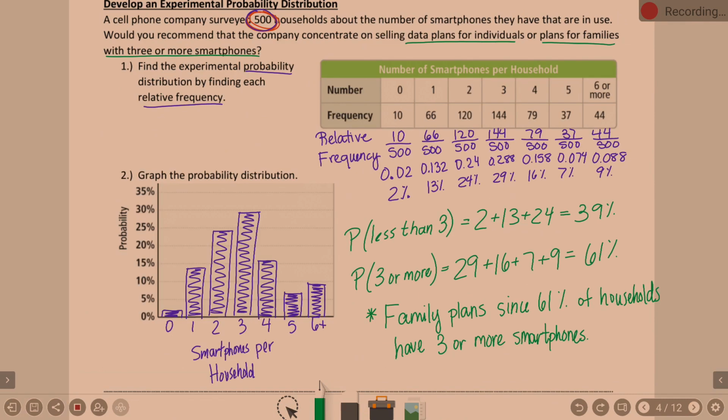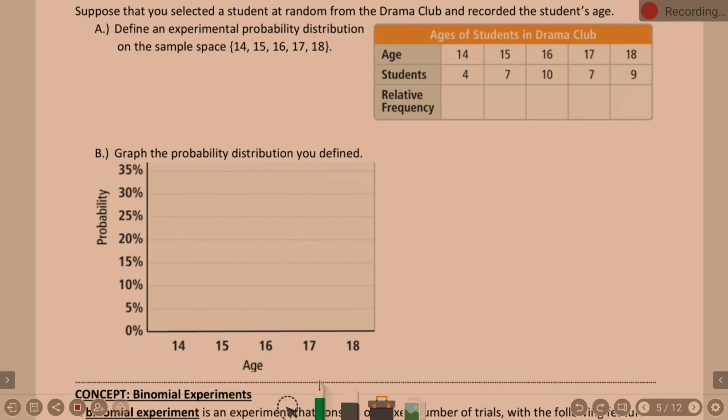The next thing we're going to talk about, we looked at this probability distribution in class, looking at the experimental one. We're going to go over this one real quick. There's not quite as much to this one as there was the other one. But suppose that you select a student at random from the drama club and record the student's age. Define an experimental probability distribution on the sample space 14, 15, 16, 17, and 18. So in this case, we have age of students in drama club.